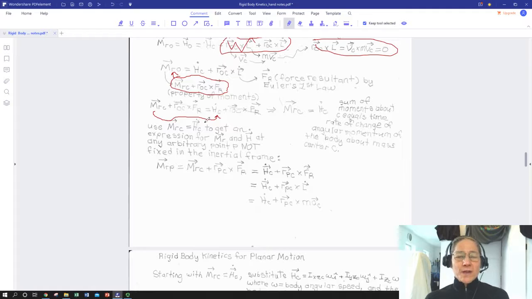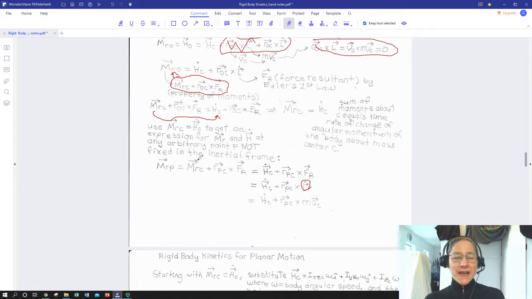Okay. So we can basically just use some algebra and substitution to write this same expression in a lot of different ways. If we consider the sum of the resultant moments about any point, we can say that that's equivalent to the sum of the moments around the center of mass plus the radius vector from that point to the center of mass crossed into the force resultant acting on the body. The force resultant acting on the body is, of course, equal to the time rate of change of linear momentum.